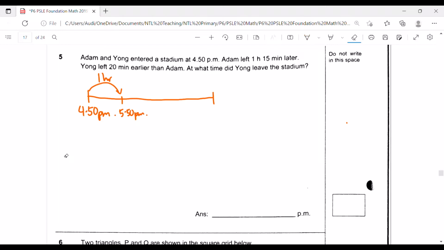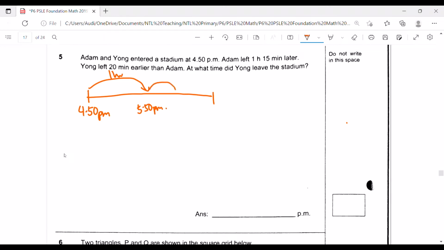Maybe we need more space. Okay, so 1 hour from 4:50 is 5:50 p.m. 15 minutes later, we're going to break 15 minutes down to 10 minutes because then this will take us to 6 p.m. and then 5 minutes, and so we'll get 6:05 p.m. So Adam left at 6:05 p.m.